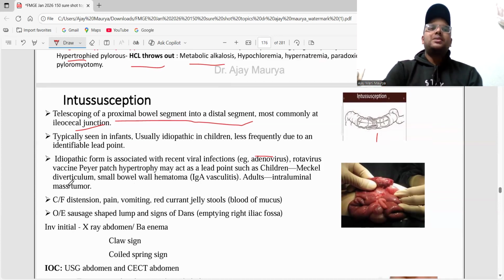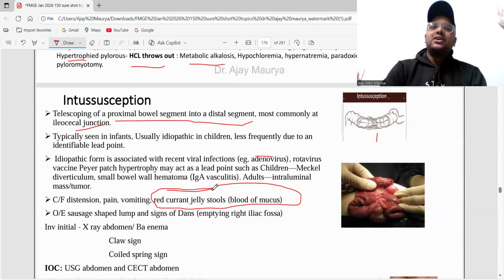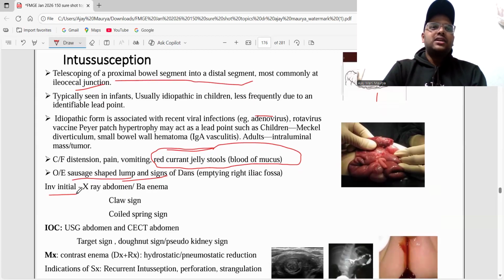The most common chief complaint is vomiting. There is a red currant jelly stool. They will mention this point in the question, and you have to say this is intussusception. Red currant jelly sputum is seen in Klebsiella pneumonia. On examination there is a sausage-shaped lump and signs of Dance's sign. On the initial X-ray abdomen we will see the crescent sign and a coiled spring sign.